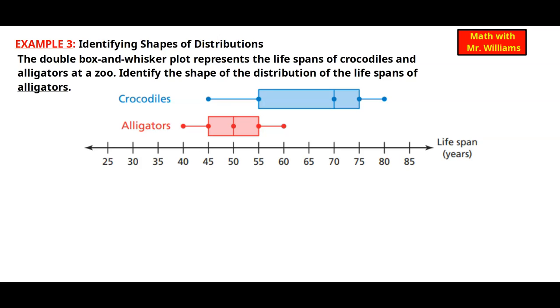So for the alligator lifespans, the whisker lengths are equal. The median is in the middle of the box. The left side of the box and whisker plot is a mirror image of the right side of the box and whisker plot. So the distribution is symmetric.